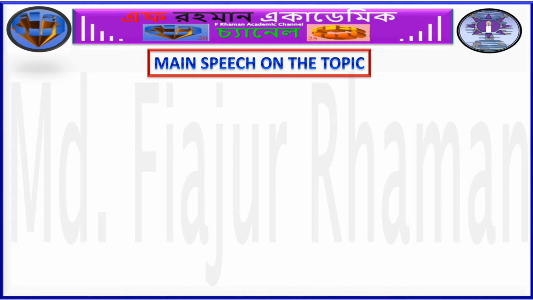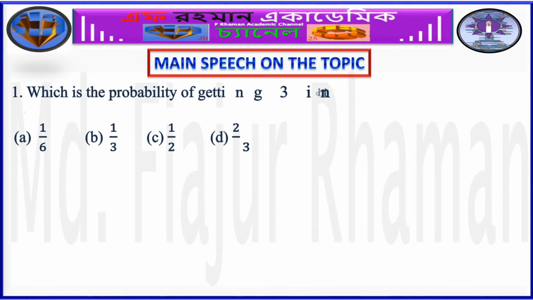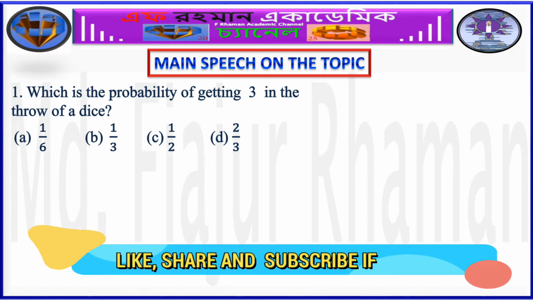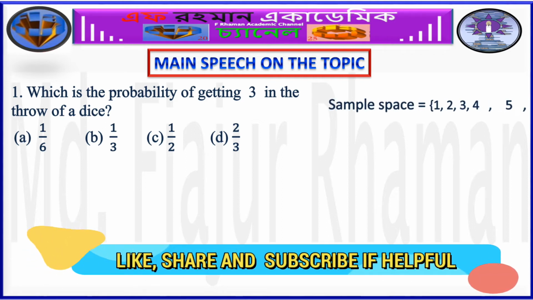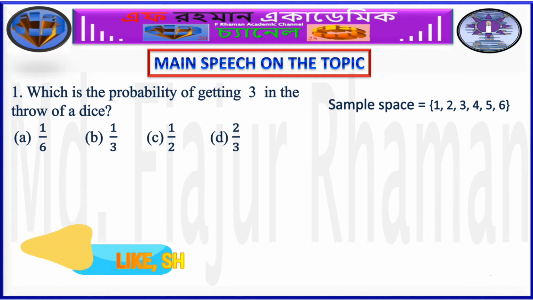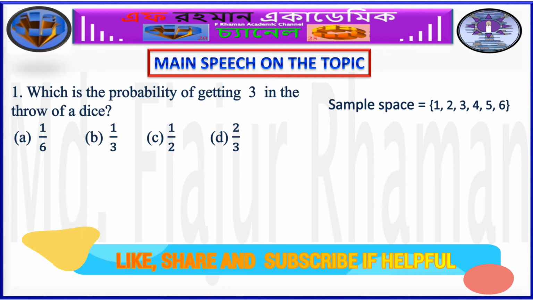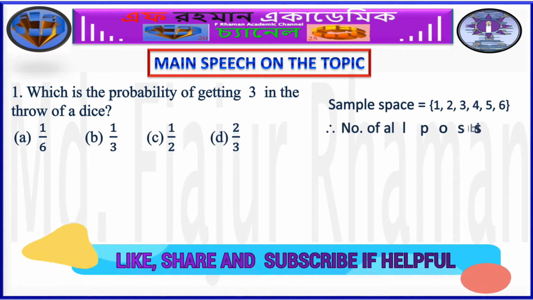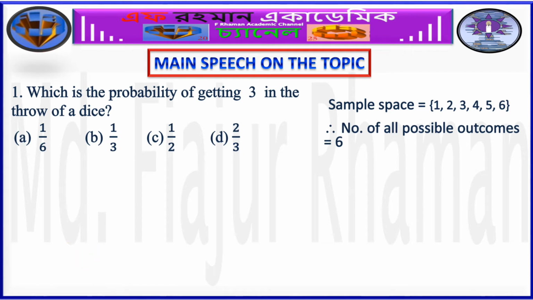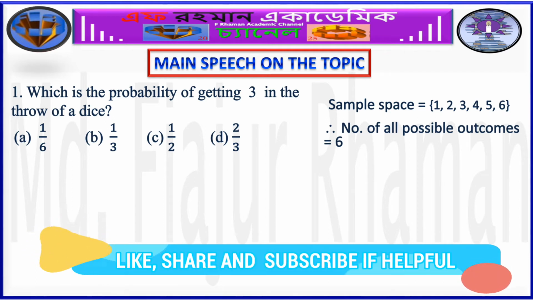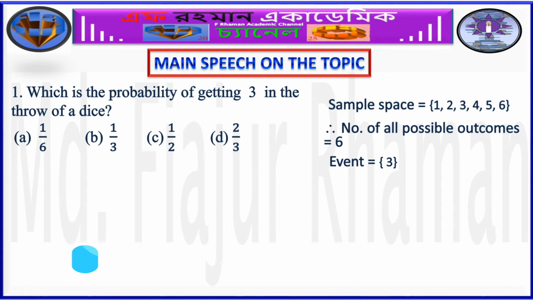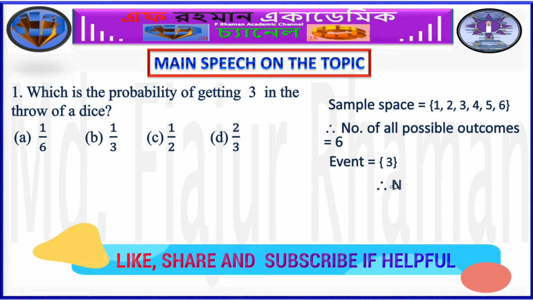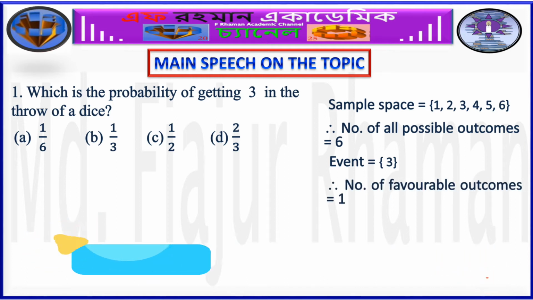Main speech on the topic. MCQ 1. What is the probability of getting 3 in the throw of a dice? If a dice is thrown, then the sample space is the set of 1, 2, 3, 4, 5, and 6. Therefore, the number of all possible outcomes is equal to 6. Event is equal to the set of 3 only. Therefore, the number of favorable outcomes is 1.